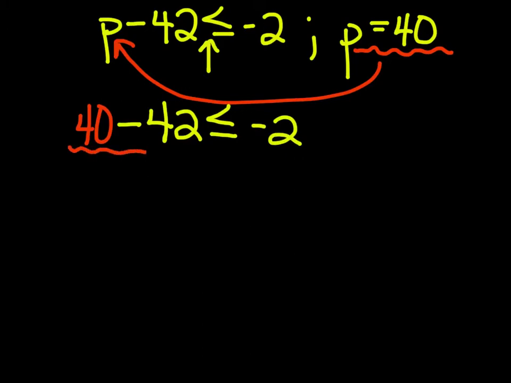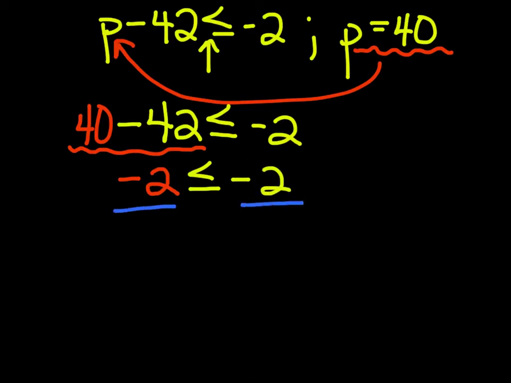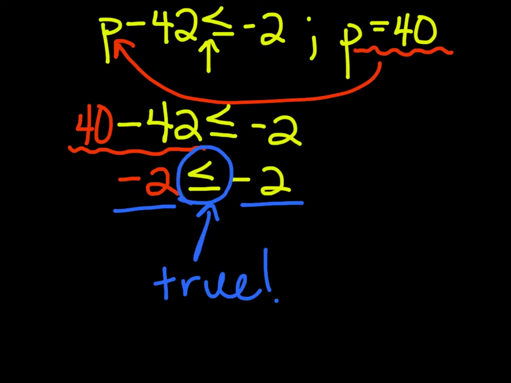So if we do the math, 40 minus 42, that is negative 2, and is that less than or equal to negative 2? Well, negative 2 is equal to negative 2, so yes, this statement is true because we have the less than or equal to sign in there. If this was just a less than sign, negative 2 is not less than negative 2, so no, that wouldn't work. But this is a less than or equal to, so this works.